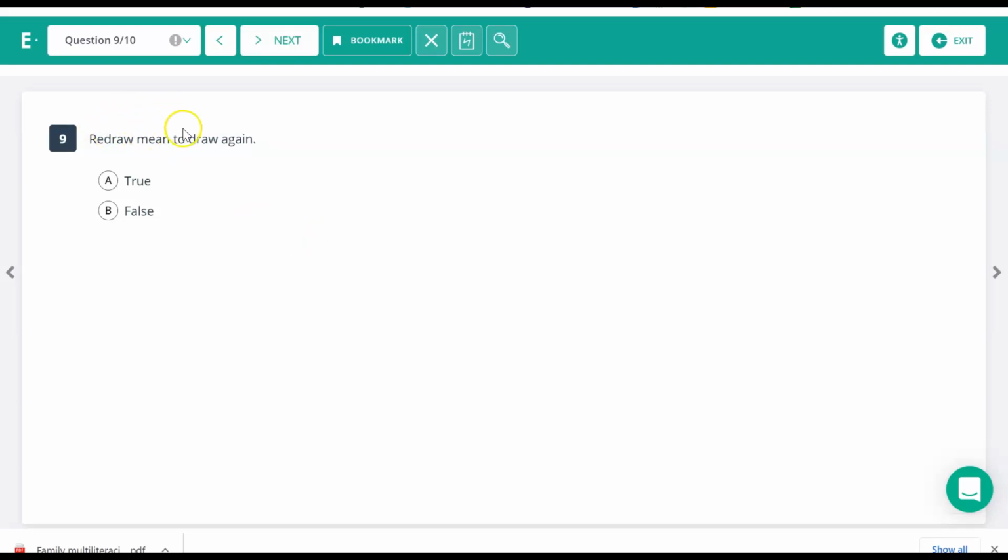Redraw means to draw again. Well, draw means draw, so that's right. Re means to do again. Let me put it onto a different root word to double check. Redo. That means to do again. So that is true.